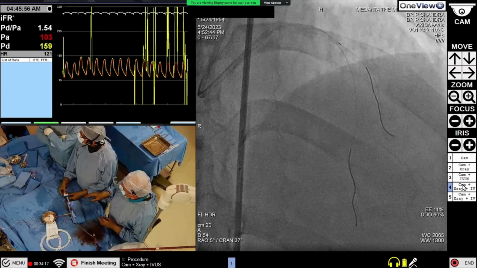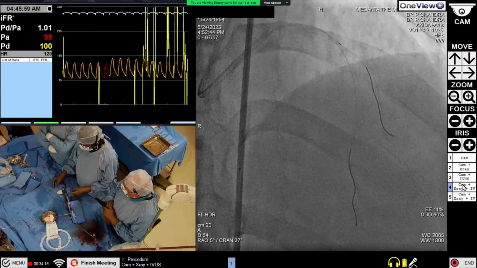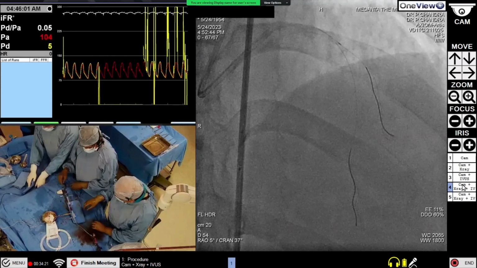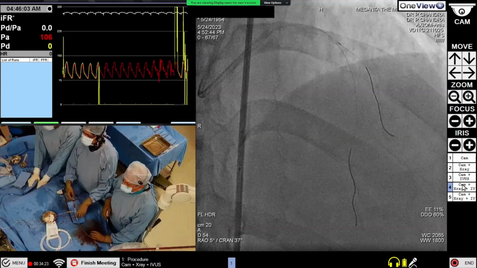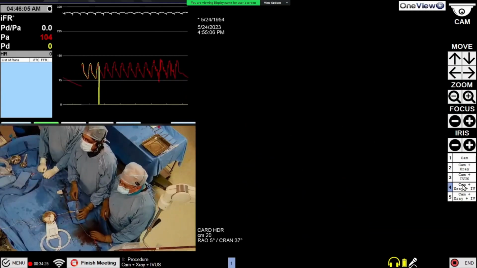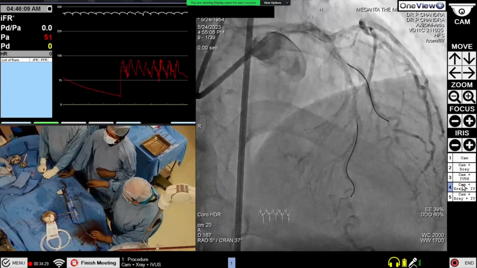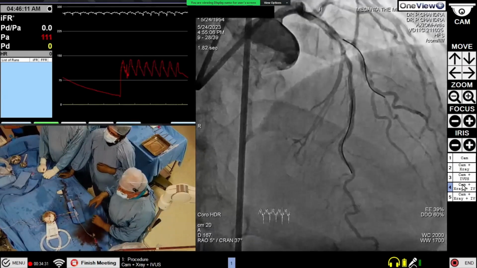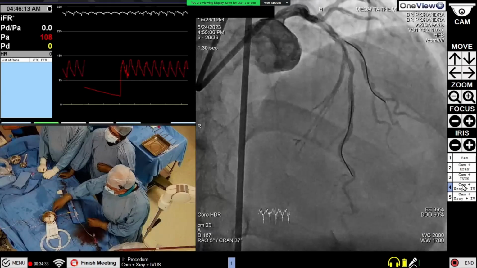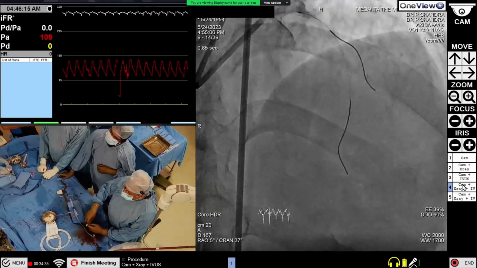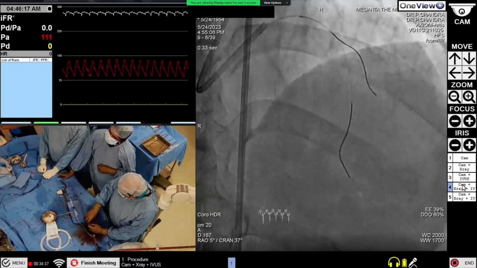Okay, good. You can take a shot. Let's check a check shot and see. So we can do one more dilatation with a balloon. Give me a balloon, please. 3 millimeter balloon. Yes, cutting balloon.